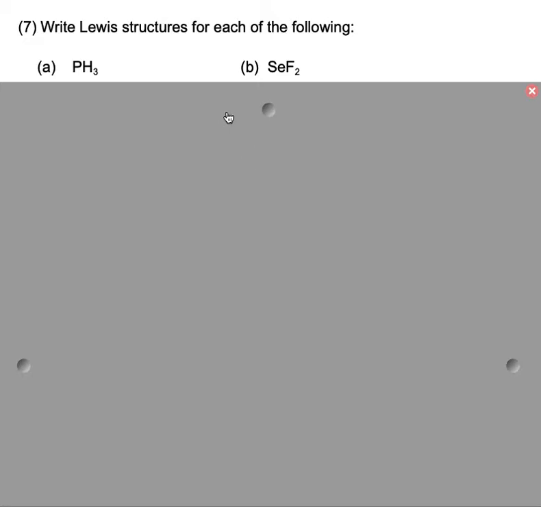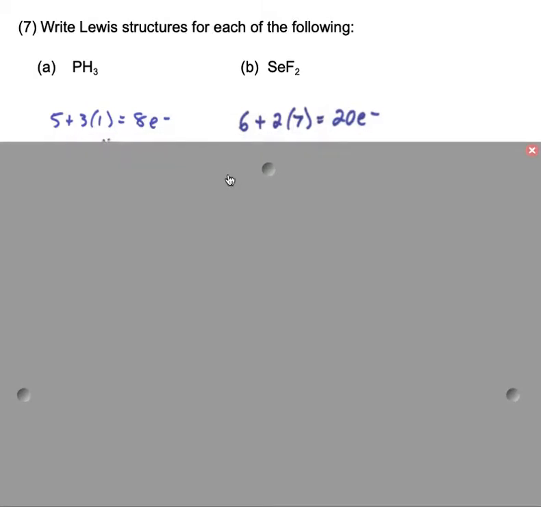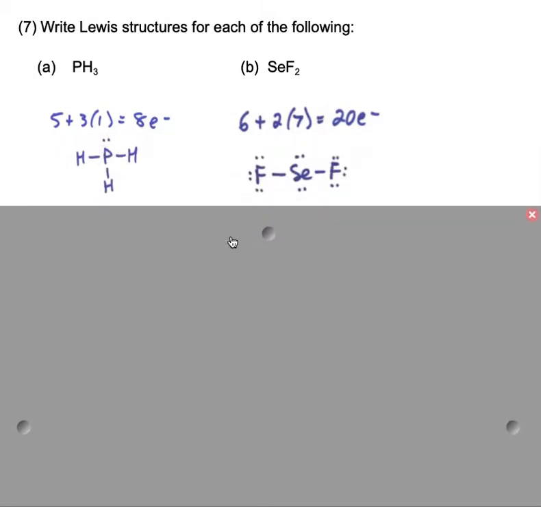Anyway, PH3 is phosphine. I'll count the valence electrons. 5 from phosphorus, 1 from each of the 3 hydrogens is 8 valence electrons. And in order to satisfy everyone's octet, phosphorus is in the center. It forms 3 covalent bonds to hydrogen with 1 lone pair. In selenium difluoride, I have 20 valence electrons. I form bonds to the 2 fluorine atoms from the selenium, distribute the remaining valence electrons as lone pairs to satisfy the octets of selenium and the 2 fluorine atoms.